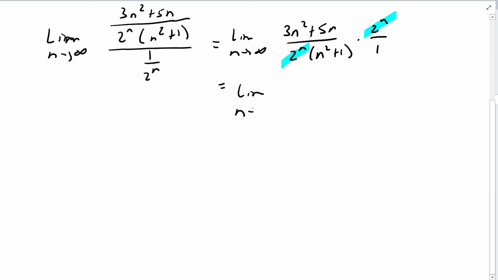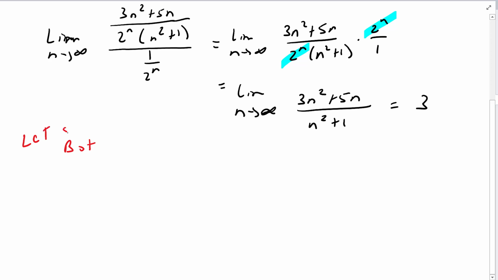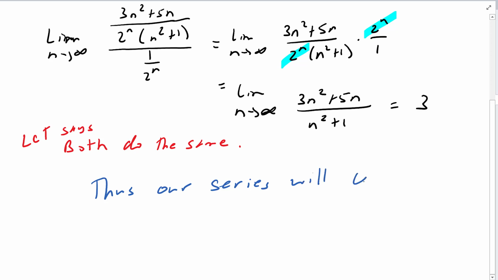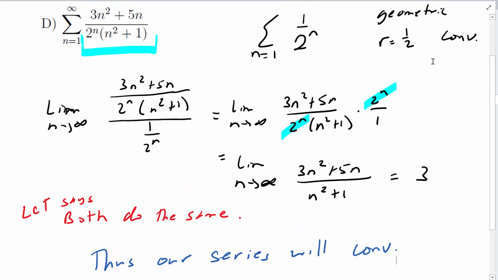And so this becomes a limit as n goes to infinity of 3n squared plus 5n over n squared plus 1. And we look at this and say, hey, take L'Hopital's twice, or look at the highest power of n, that's n squared. We see that limit is equal to 3. So limit comparison test says both do the same. Thus our series will converge because we were testing with a geometric series that converged.